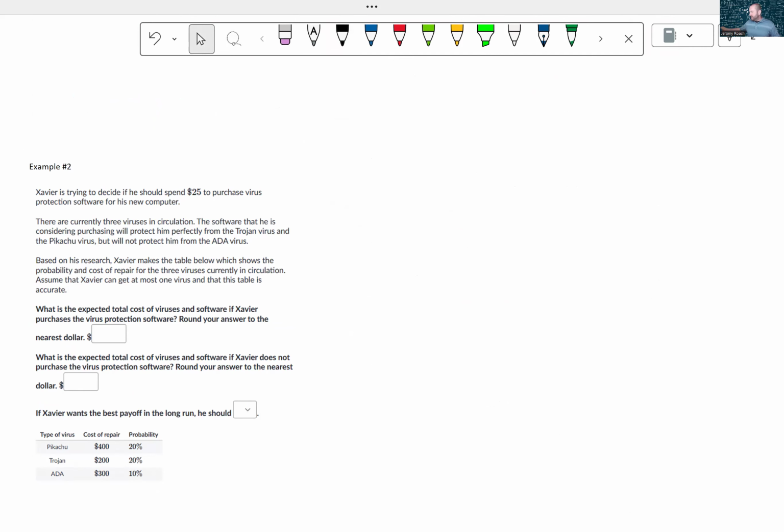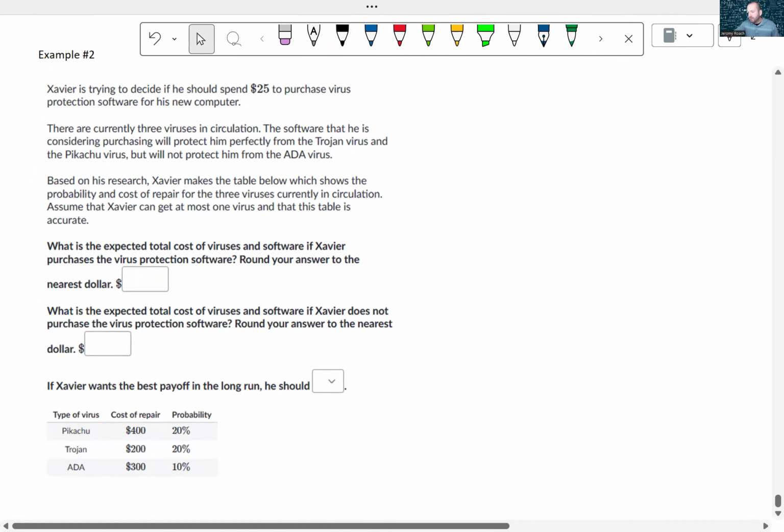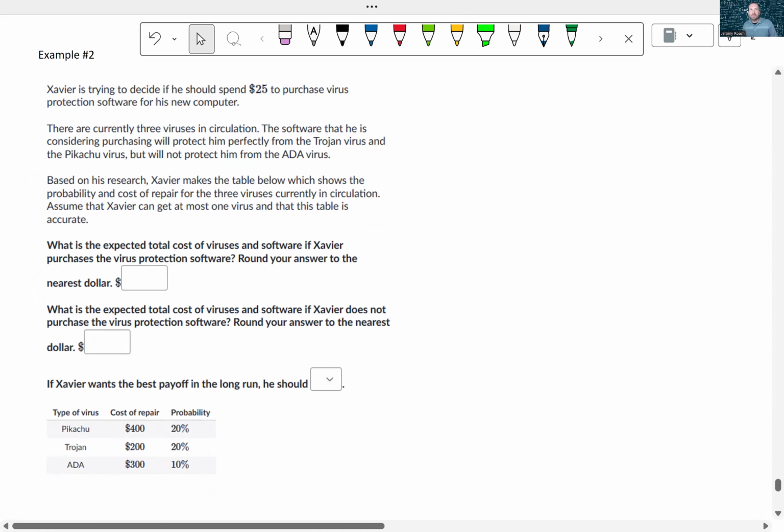So there are 3 different viruses that he could get on his computer. And these are just made up viruses. Maybe some of them are real, but the software that he's considering purchasing will protect him perfectly from 2 of these viruses. It'll protect him from the Trojan virus and the Pikachu virus if he buys the software.